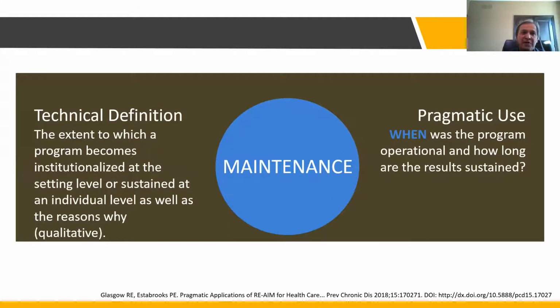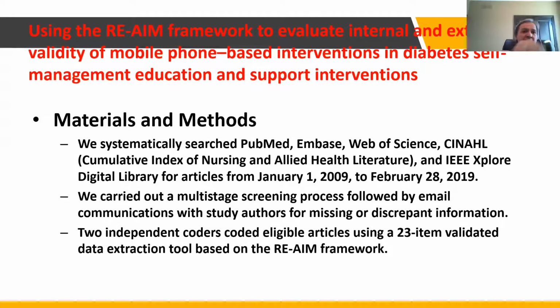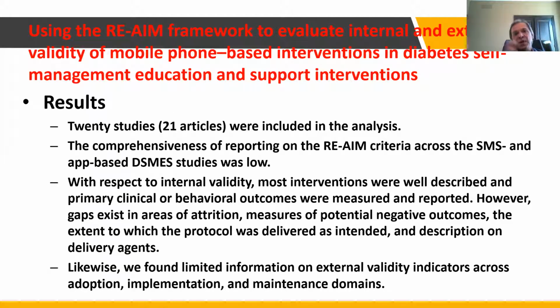Pragmatic use for technical definition of maintenance, when was the program operational and how long are the results sustained? And that's what we applied on those studies. And doing so, you can read this more carefully. The results we found: 20 studies were reviewed that were focused on the apps and SMS. The comprehensiveness of reporting of criteria was low in general for the RE-AIM criteria. Likewise, we found limited information on external validity indicators across adoption, implementation, maintenance. Well, these are top issues for dissemination and implementation: adoption, implementation, and maintenance.